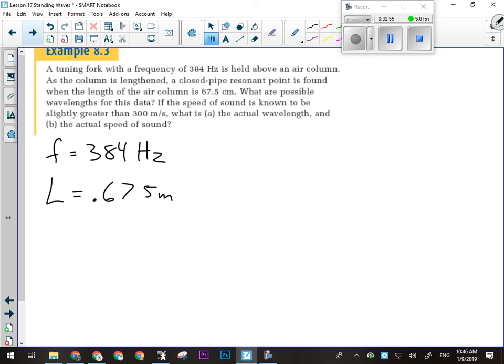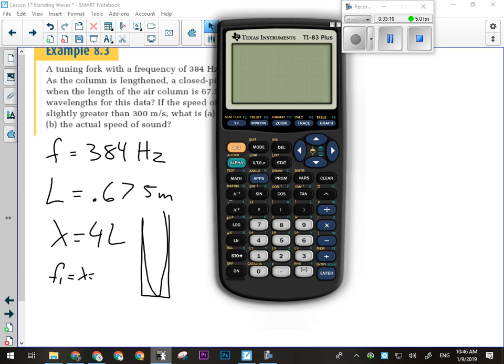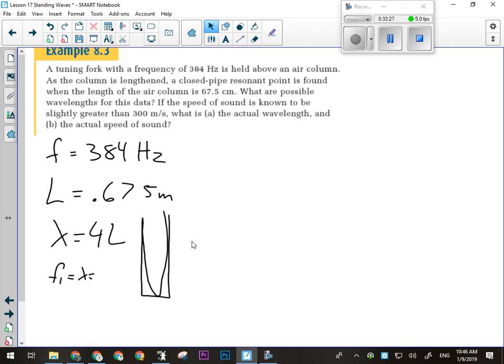No, it'll be longer than this. Remember, for a closed air column, lambda equals 4 times L. So if this was the first one we heard, we would be looking at this situation here, where there's 1/4 of a wavelength in the tube. If it is F1, then lambda would equal 4 times that number. So 2.7 meters would be our wavelength.